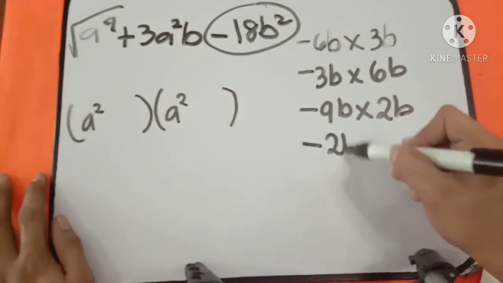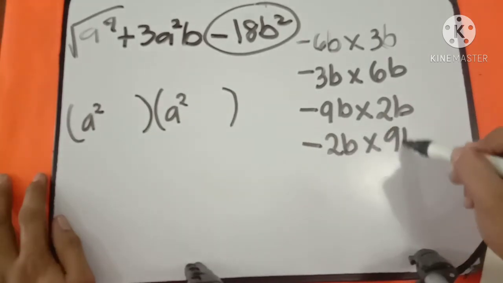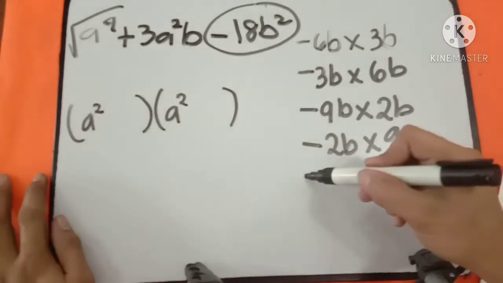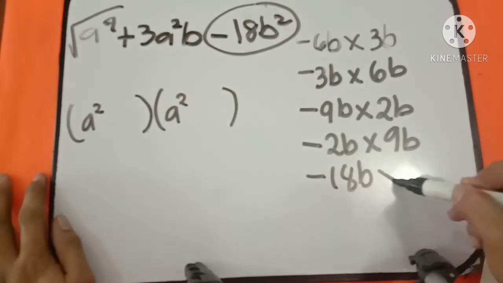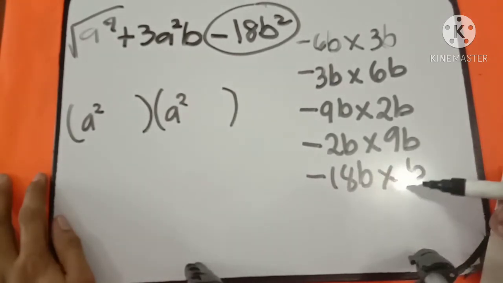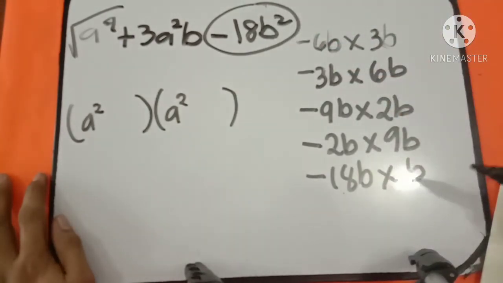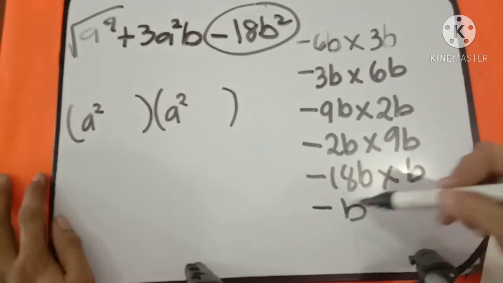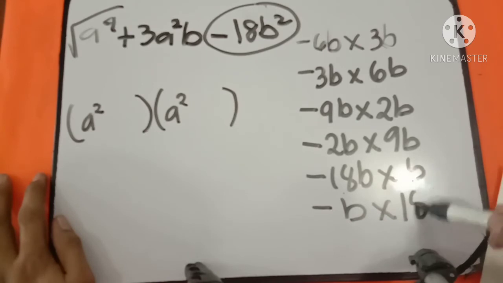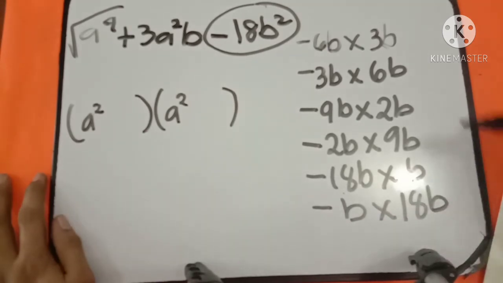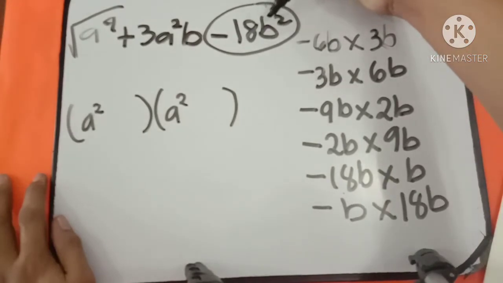Then negative 2b times 9b. Then negative 18b times b. Am I right? Negative 18b times b is negative 18b squared. Then negative b times positive 18b. So these are the factors of negative 18b squared.